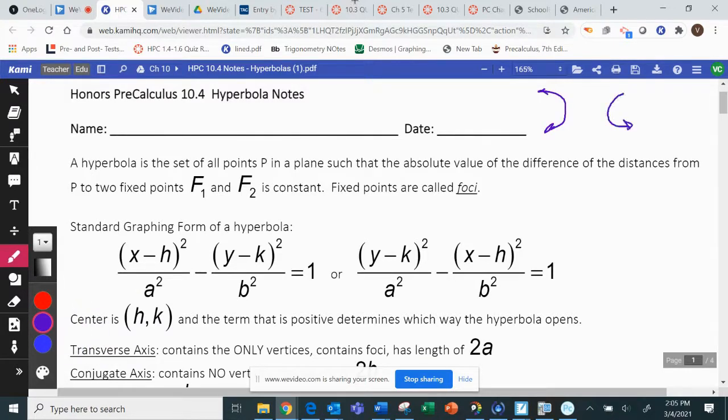we're only going to have it go in one direction. Oh, it's frozen. Sorry, guys. Can't see what I'm writing. It's only going to go in one direction, so it could open to the left and right, or it could open up and down. All right, those are the two hyperbola possibilities.